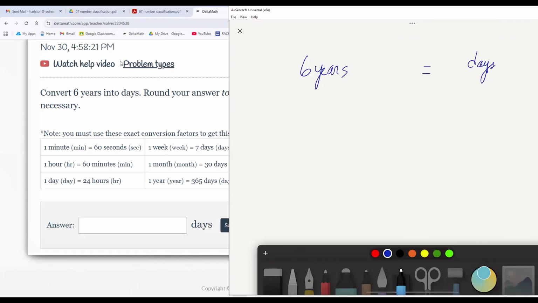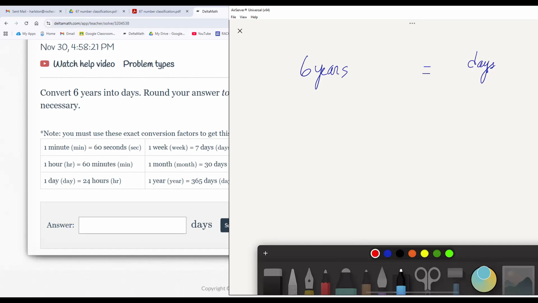That means that we are going to need a conversion. What we're looking for is something in these conversion factors that has both years and days, and it's this one right here. It says 1 year is equal to 365 days. Now, most of you already knew that, but some of these conversions are a little esoteric, so you might not know them, so you're going to have to use a conversion factor.